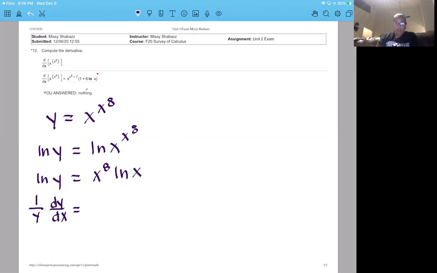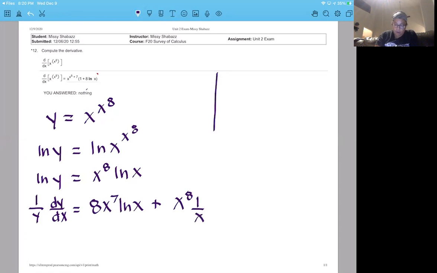Now this right side, I have x to the 8th times natural log of x, right? That's going to be the product rule because I have a function times a function. So the first is going to be x to the 8th, the second is going to be natural log of x. The derivative of the first is going to be 8x to the 7th times the second, natural log of x, plus the first times the derivative of the second. The derivative of natural log of x is just 1 over x.